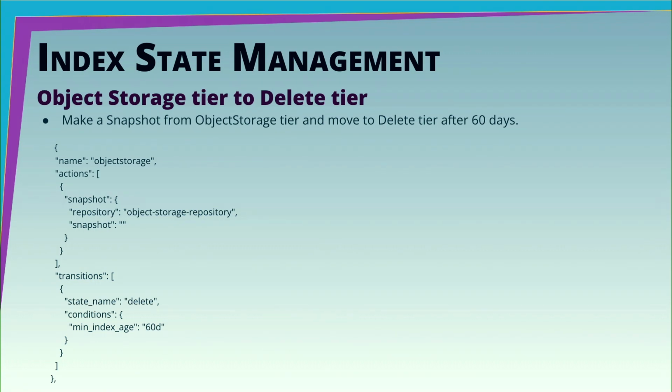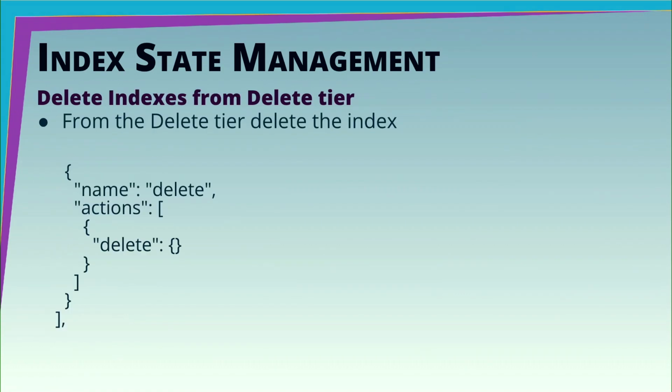And then after that, I have it transitioned to a delete state. And the condition is after, sorry, it's being cut off, but after 60 days, it will then transition to the delete. So once it's in the delete tier, it's only going to delete the index from the OpenSearch cluster. It's not going to delete it from the object storage cluster. And I'll tell you how to do that in a second.